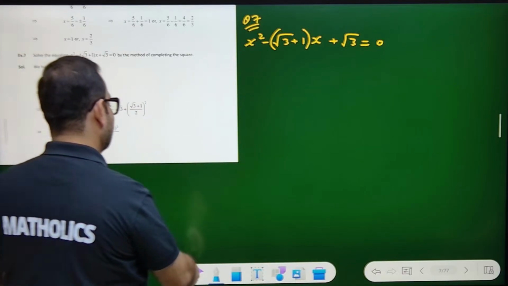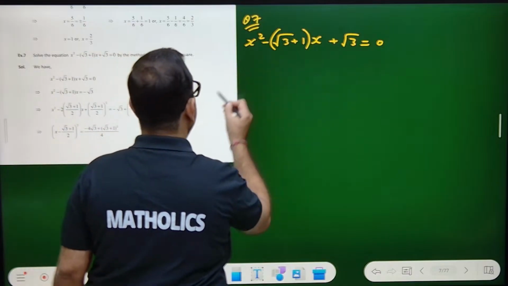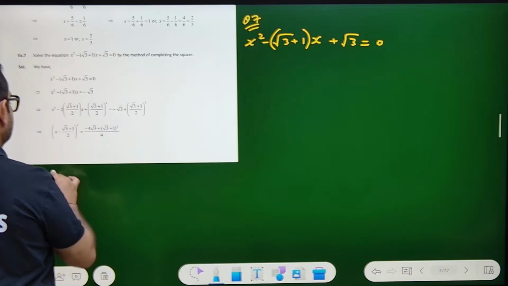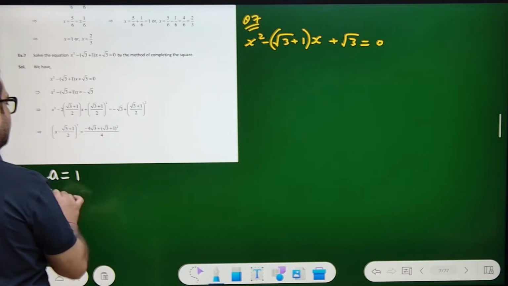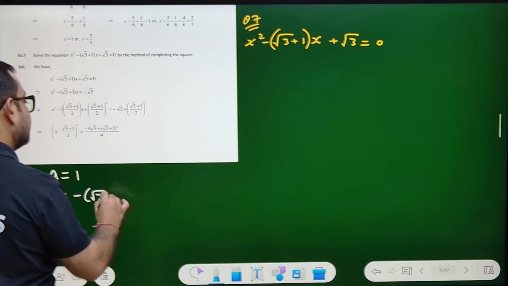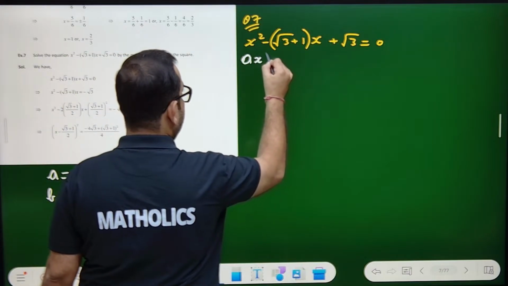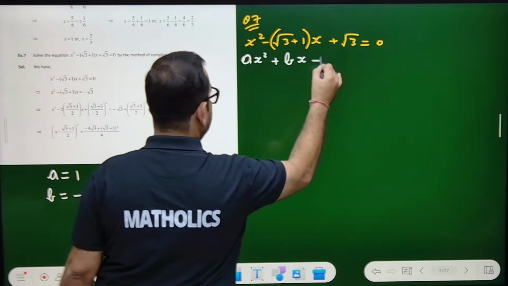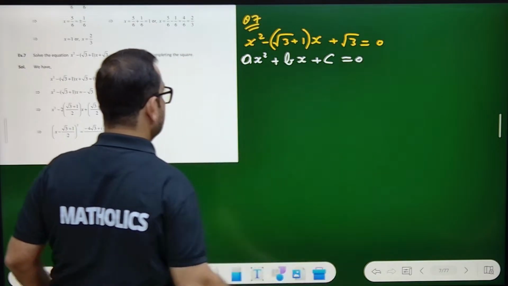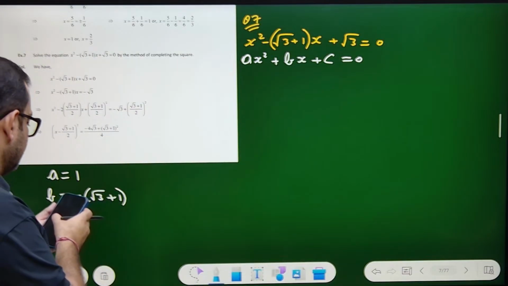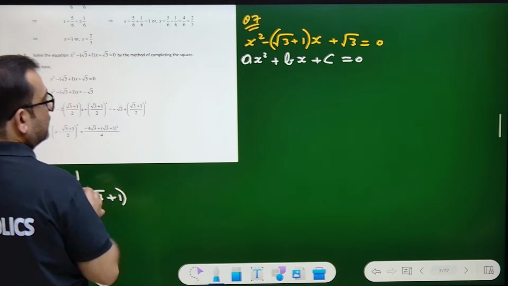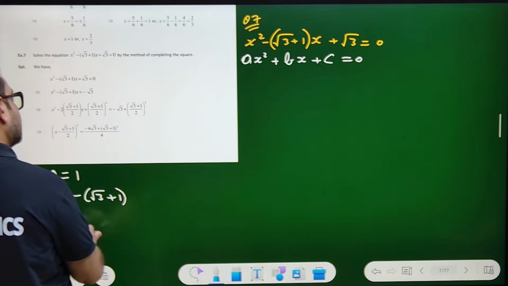So quadratic formula, what does it say? We need to find d. What is a, b and c? I'll write a equals what for this question? 1. B equals negative of root 3 plus 1 in the bracket, right? If this is ax square plus bx plus c equals 0, can you compare and tell me the values? So write minus of root 3 plus 1. And c is actually root 3.